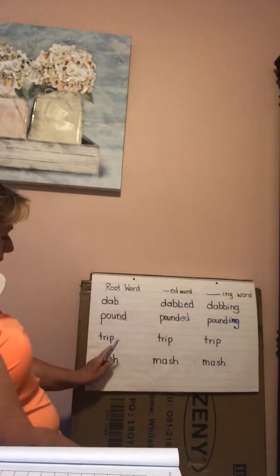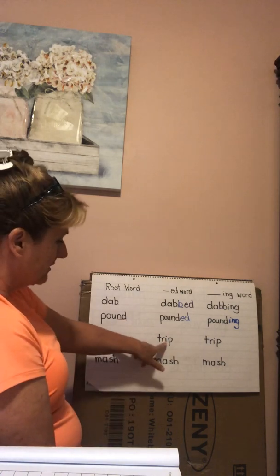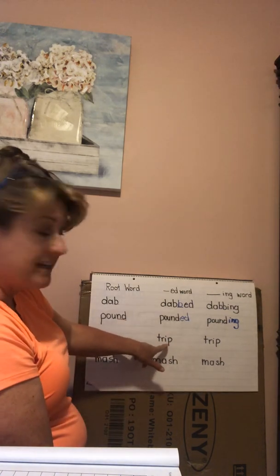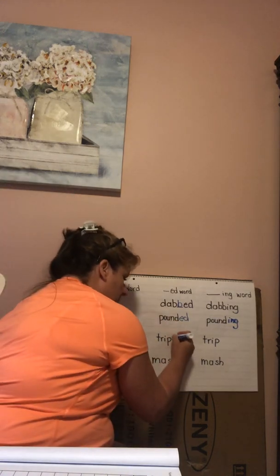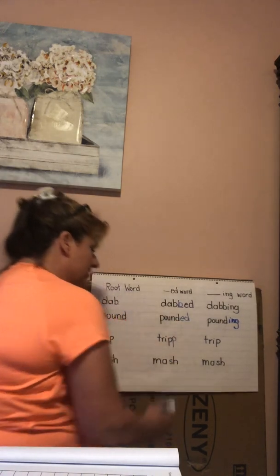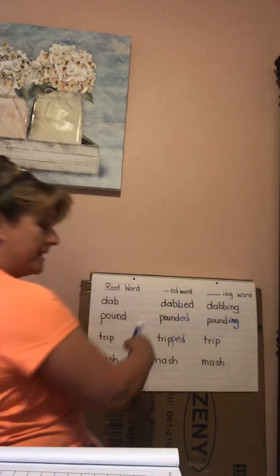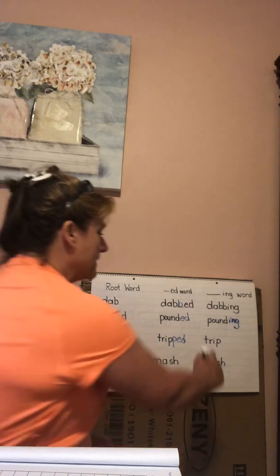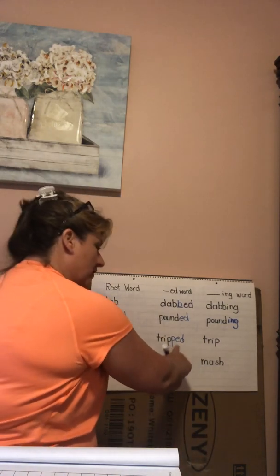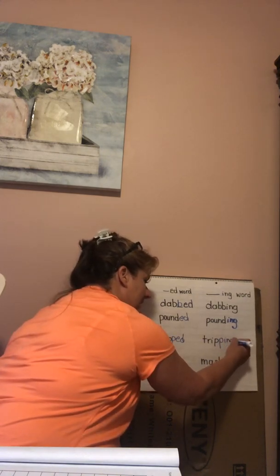Now let's look at trip. Trip, if we look at the last two letters, does not have two consonants. It just has one P. So I know I'm going to have to add another P. That's not going to change the sound, but when I add the ed, that extra P is going to keep the E from jumping over and making the I say its name. And since I had to add a P here for ed, I know I have to add another P here for ing.